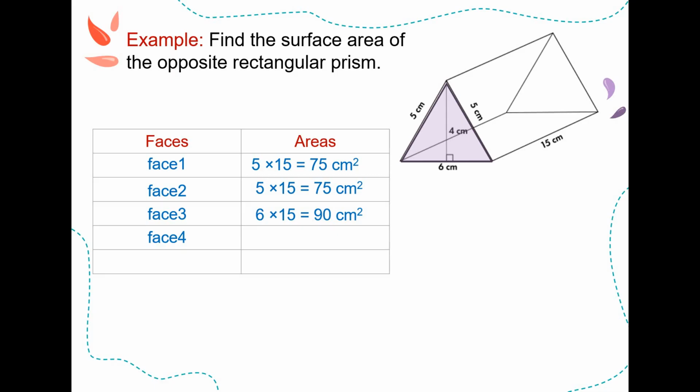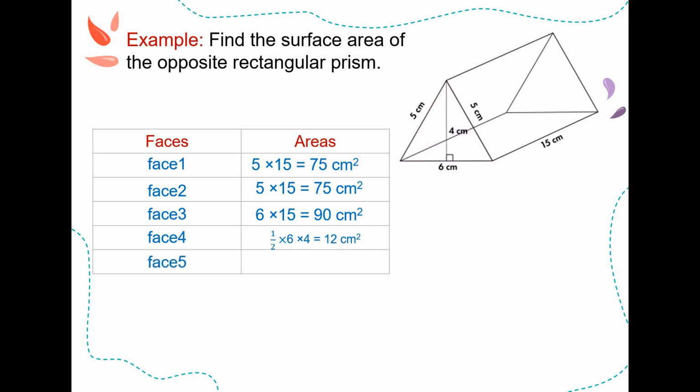Because the area of triangle again equals what? Half times base times height. Okay, the base here is what? Yes, the base is a part of the sides of the triangle, which is 6, and the height, which is perpendicular to the base, which is what? 4. So it will be half times 6 times 4 equals 12 centimeters square.